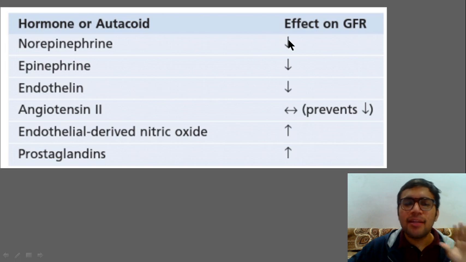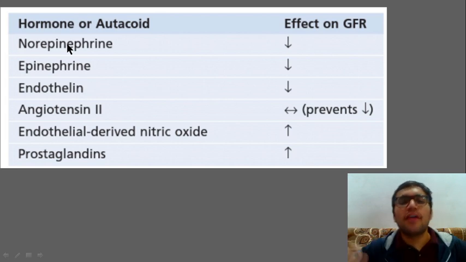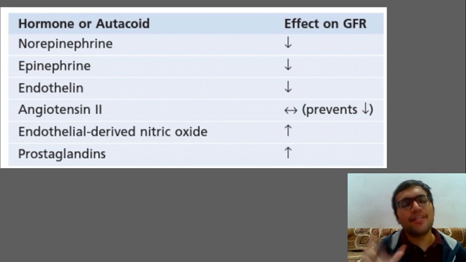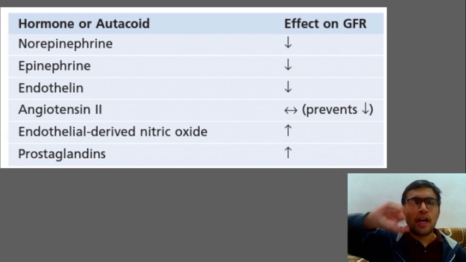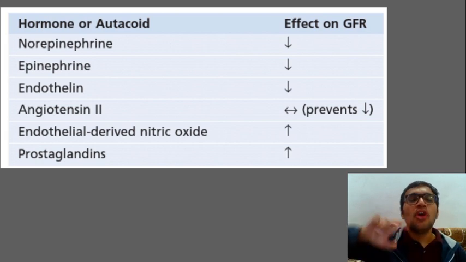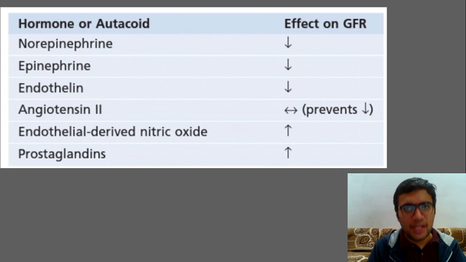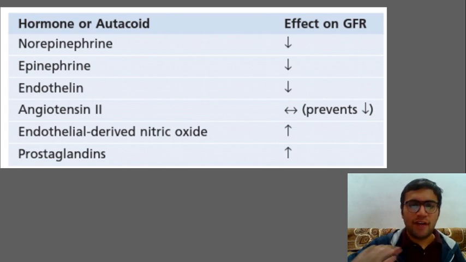So just apply the basic concepts. Epinephrine will again constrict your afferent arteriole, and GFR will decrease. Now what is the story of endothelin? Basically, there is another type of cell called mesangial cells. They surround your glomerular capillaries. So whenever you constrict mesangial cells, there will be constriction of glomerular capillaries, and automatically the GFR will decrease. This is performed by endothelin.